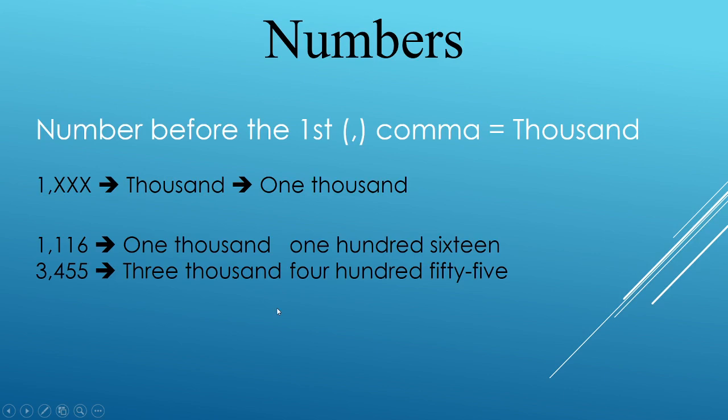Continuing with the next part. Right here, how would you say this one? You'll be saying 9, and then we have the first comma, so we say 9,000, and then these last three numbers, we just say 701. So once again, the first number before the comma, we add thousand to it. 1,116. 3,455. 9,701.